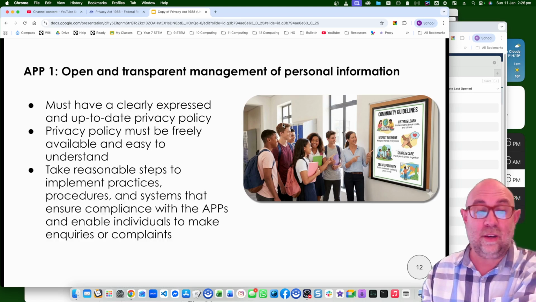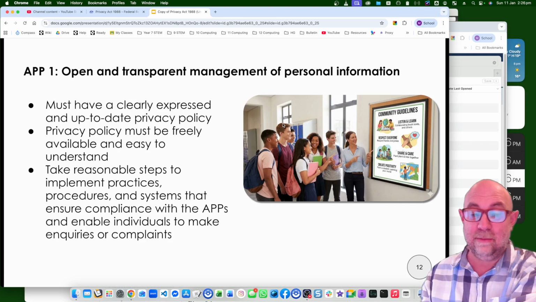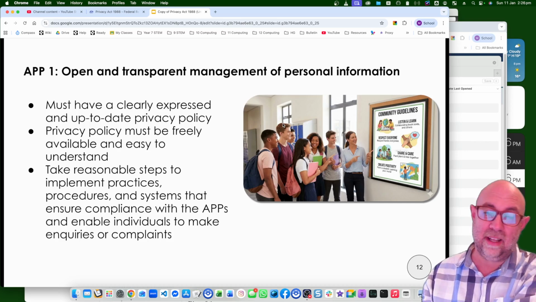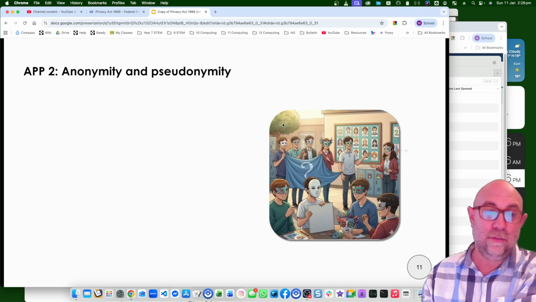And that you must take reasonable steps to implement the practices and the systems that comply with the APPs, and let them make inquiries and complaints. Again, you can't just go, oh, don't worry about it, that's not really something we care about. If you're doing that much business, you have to care.